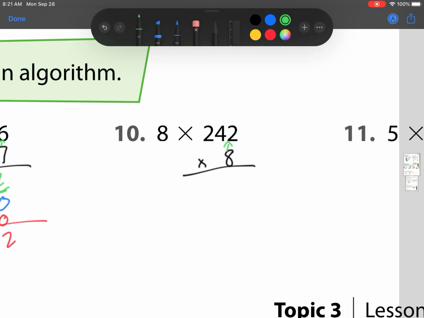Same thing, my ones place value, 6 times 8 is 48. My tens place value, I add that 0, so I start in the tens place value now. 8 times 4 is 32. Oops.